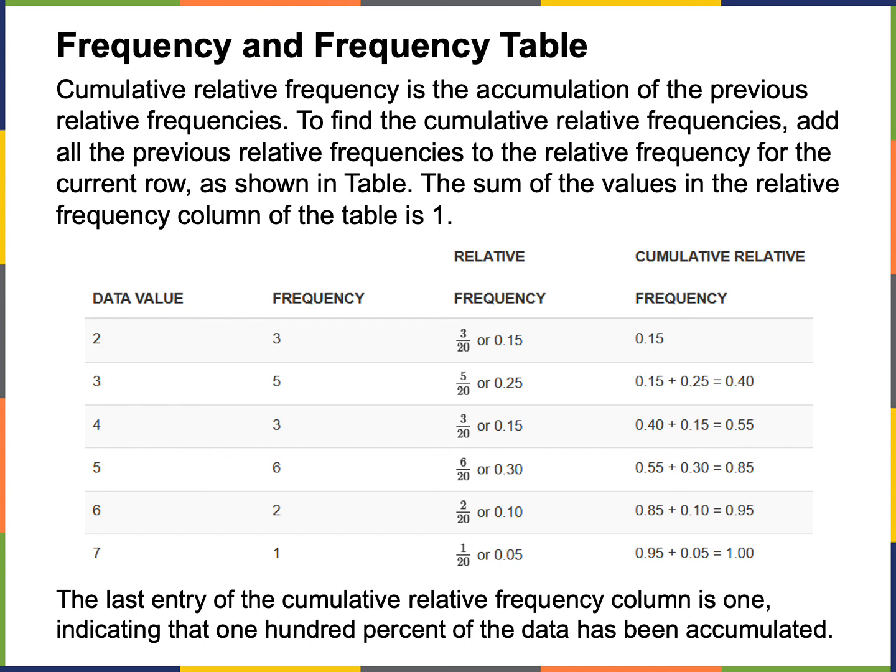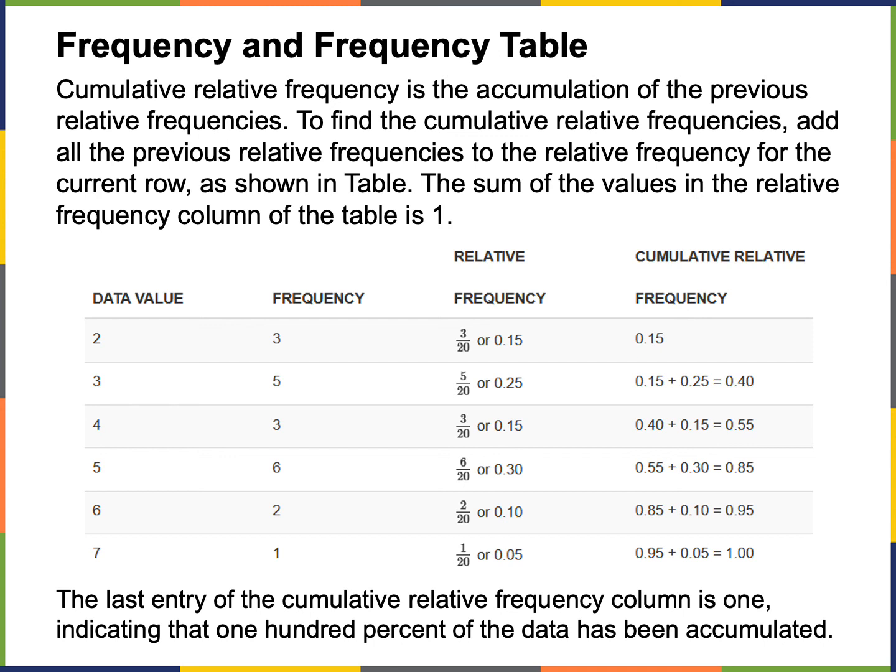And eventually, since you're adding all the ones before it, the last value should be 1, which we just said the sum of all the relative frequencies is 1. So the very last entry for the value of the cumulative relative frequency should be 1, because you're adding all the relative frequencies before it in this data set. So that's what that means.